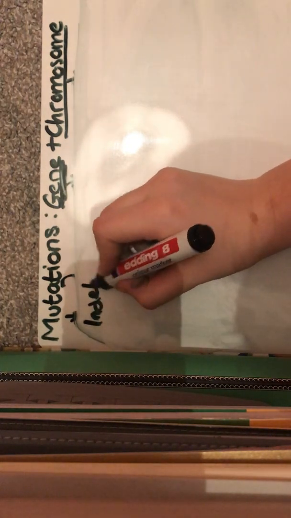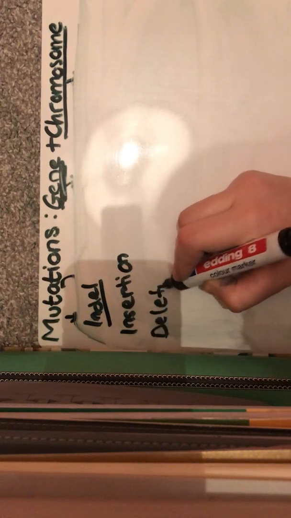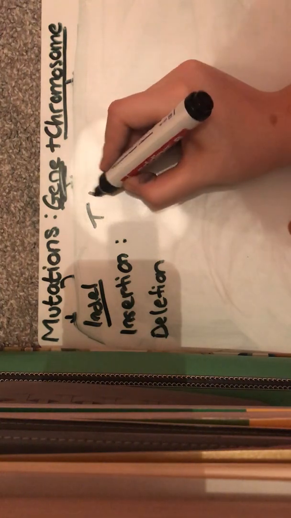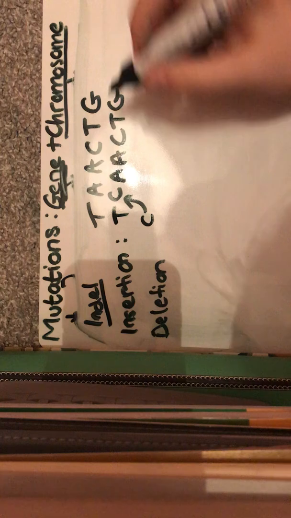Okay, so we're looking at indel mutations, and these ones are two types. We've got insertion and deletion, and these are pretty straightforward. So if we had the base sequence, for example, T A C T G, we might have a C inserted here. So we can see that a frame shift is occurring in that direction.